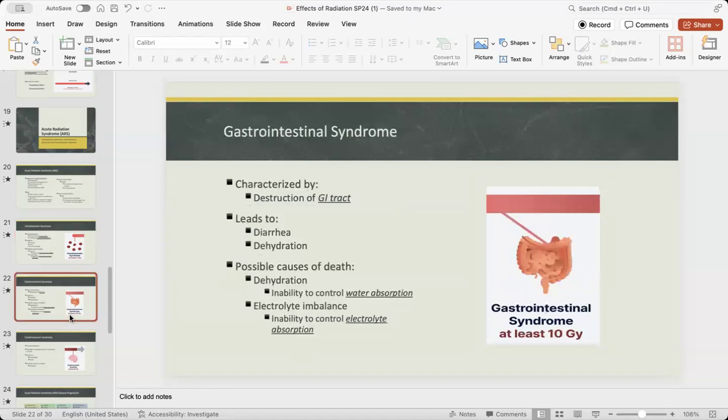Gastrointestinal syndrome, basically the GI tract is destroyed. This leads to diarrhea and dehydration. Possible causes of death are that dehydration, basically the body's inability to control water absorption, and then electrolyte imbalance, the body's inability to control electrolyte absorption. Gastrointestinal syndrome can occur at least at a 10 gray dose at one time.